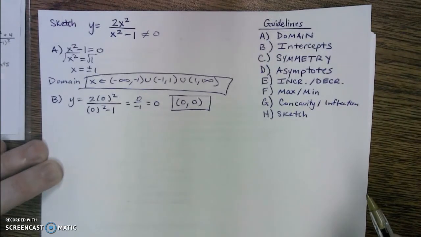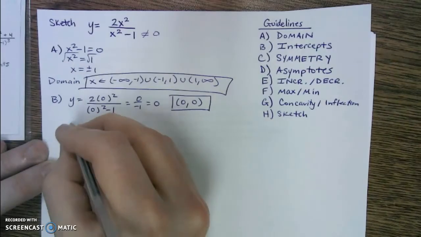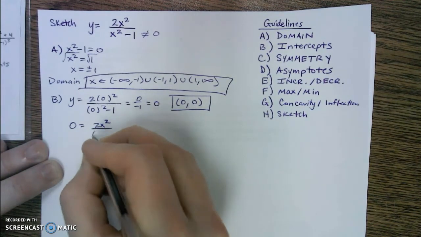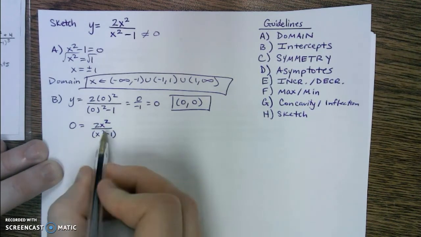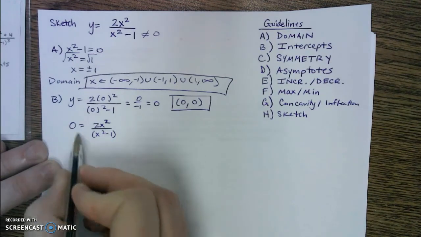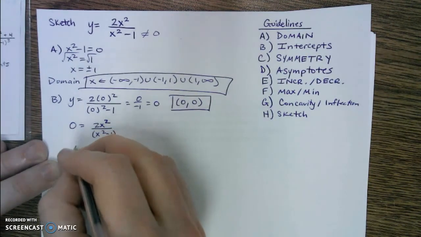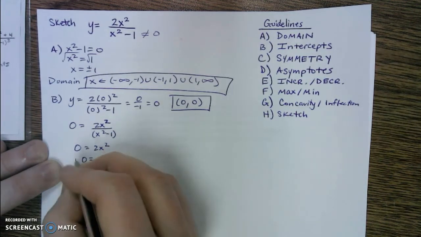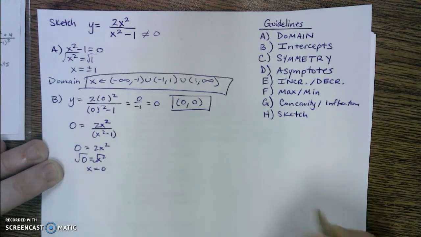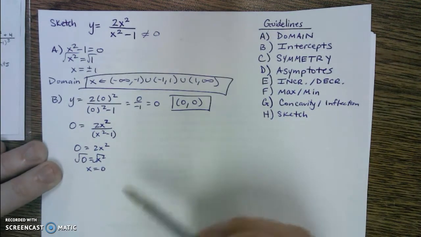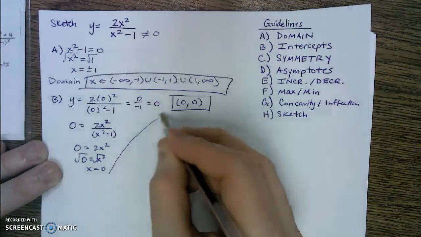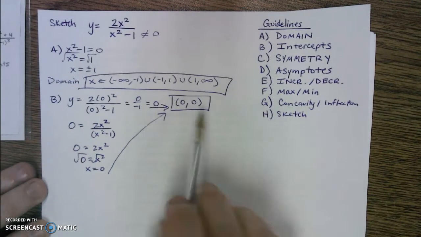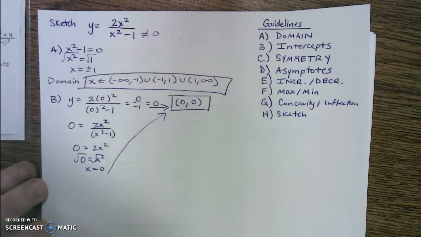And then we're going to plug in 0 for y. So if I multiply x squared minus 1 over to the 0, I just have 0 now. Divide by 2, 0. Take the square root, 0. So I plugged in 0 for y and ended up getting 0 for x. So I ended up getting the same intercept both times. So there's just one intercept for x and y, which is 0, 0.